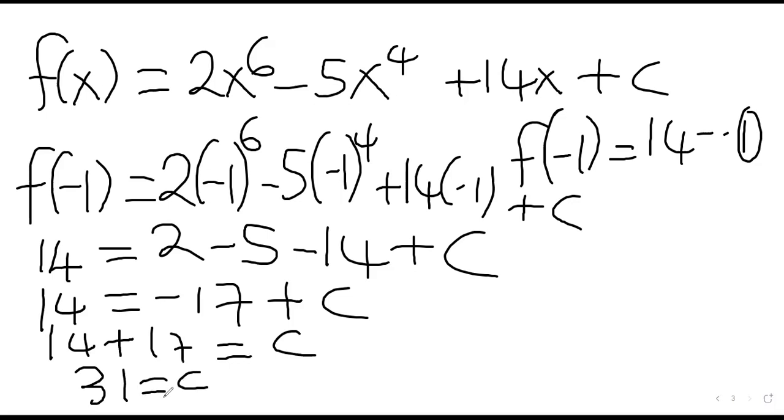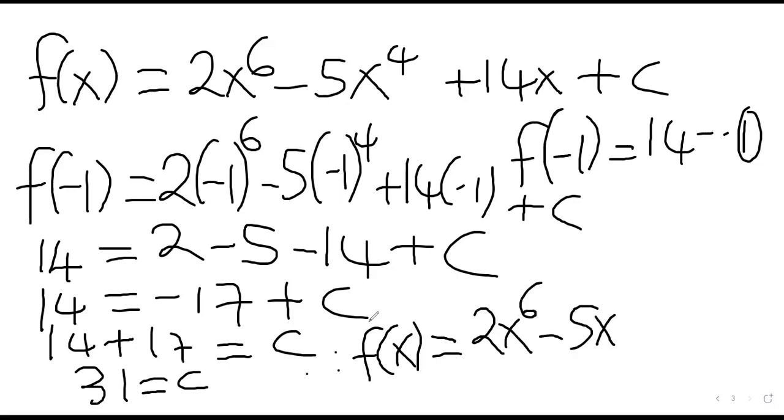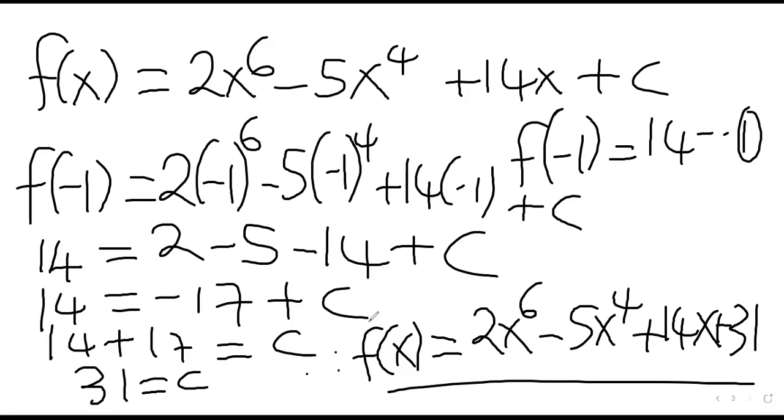So we have found the actual value of c, meaning that you conclude, therefore, f of x is equal to, you write that function the way it is, 2x to the power 6 minus 5x to the power 4 plus 14x plus c, now c is equal to 31. So you say this is equal to 2x to the power 6 minus 5x to the power 4 plus 14x plus 31. Any question?